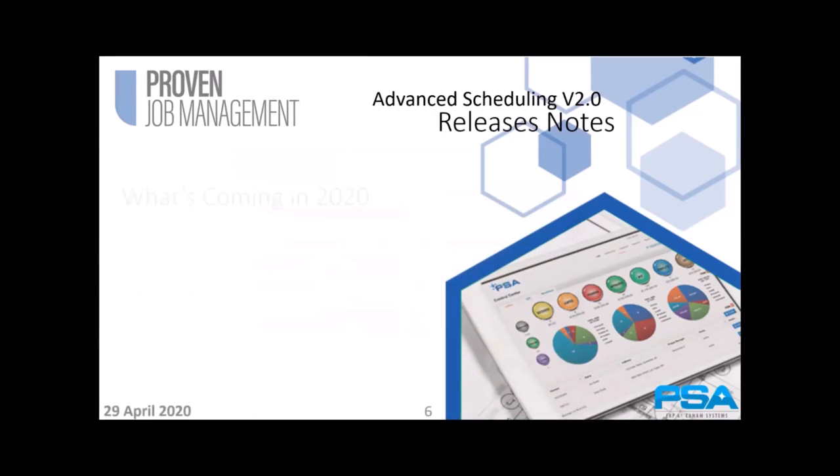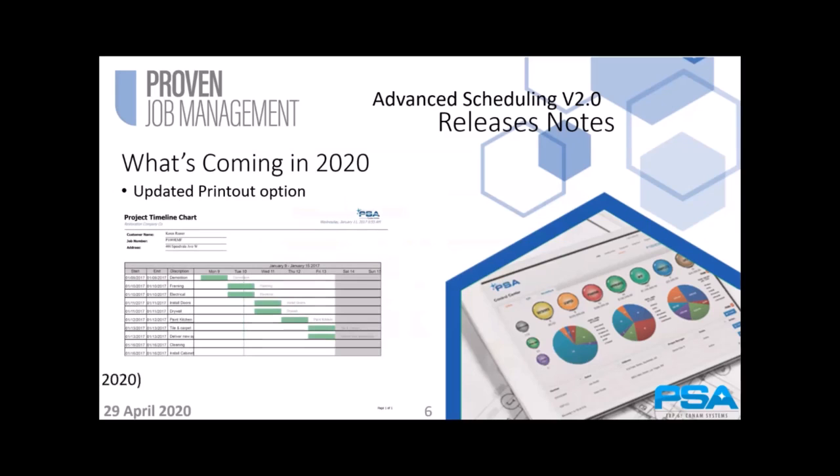Now, one of the elements that we did not cover in the presentation today has a lot to do with the printout options. Again, our focus, at least initially, was to make advanced scheduling not only usable, but highly efficient. And we really wanted to focus on all the elements that people had been struggling with in the past. And one of the things that unfortunately did not get completed before its release was the updated printout options.